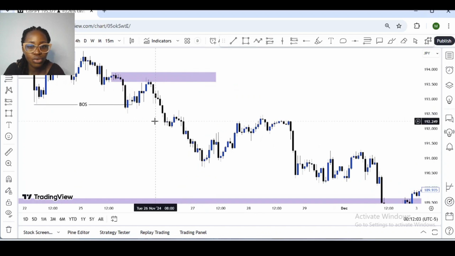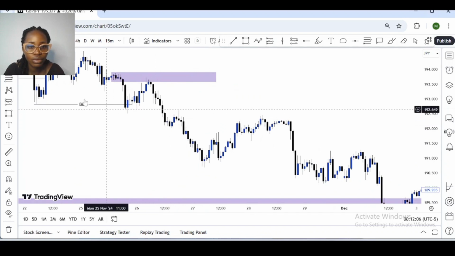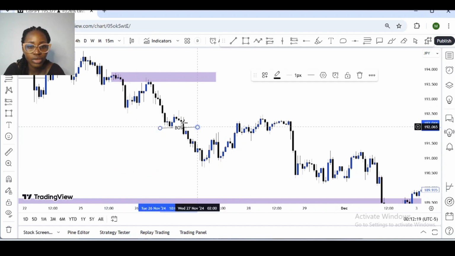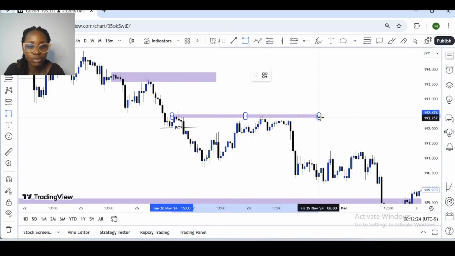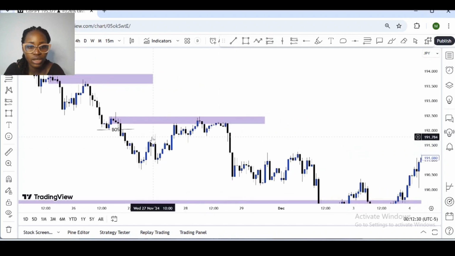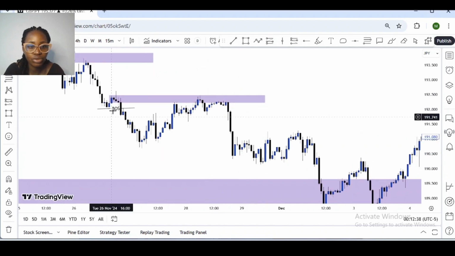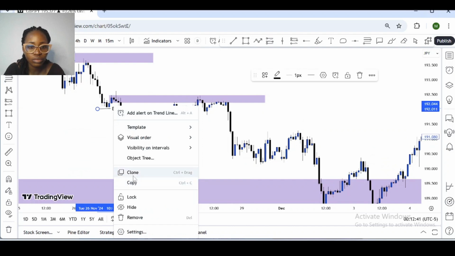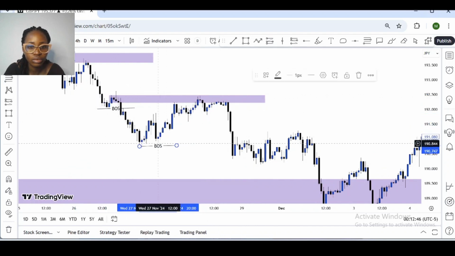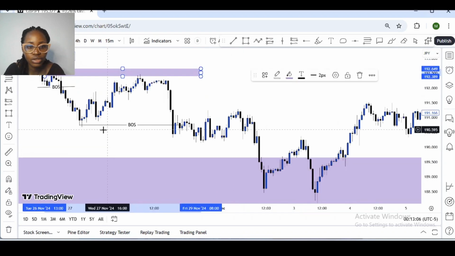So now we have a new break of structure here. Let me bring this down. We have a new break of structure here, and this is the origin that caused the break of structure. Map this out. So price engineered liquidity here, tapped into this origin before delivering to the downside. So we have a new break of structure here. Let me clone this. So this is our new break of structure.